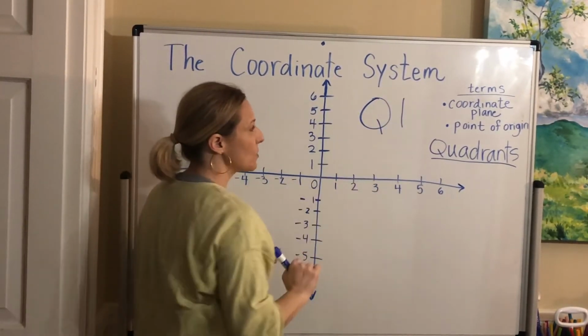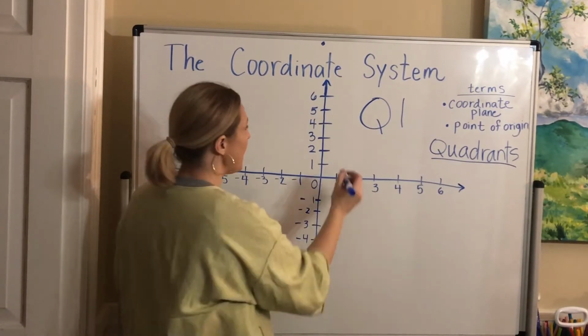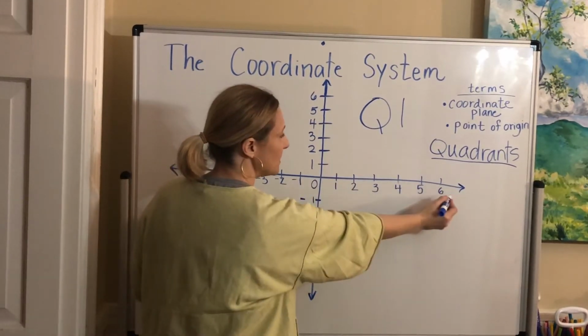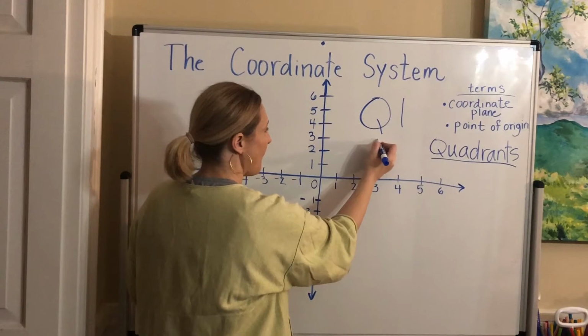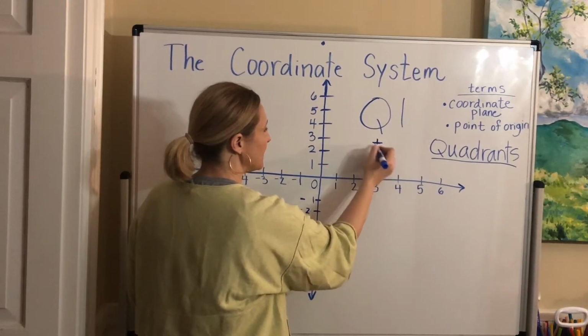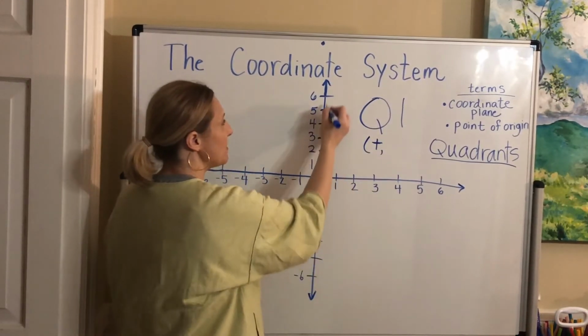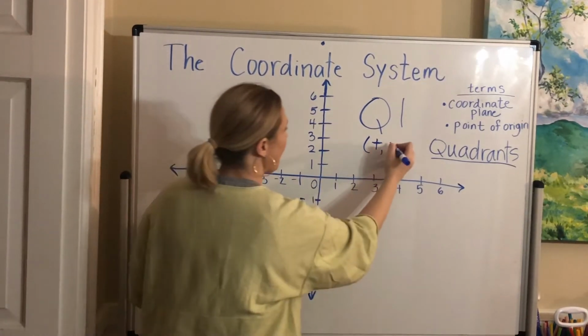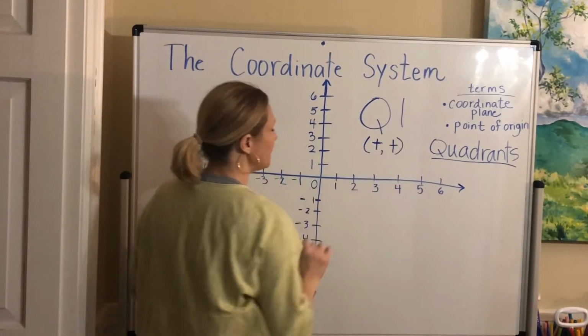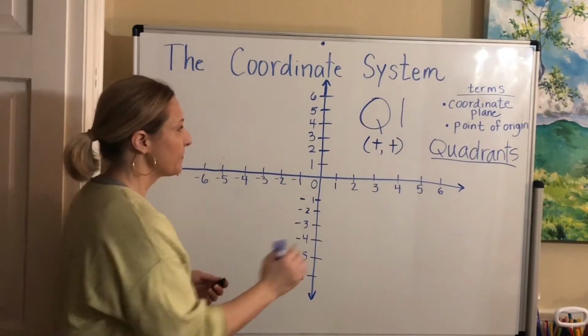Quadrant 1 on the coordinate plane is always made up of positive numbers on the x-axis, so positive, I'll put positive, and positive numbers on the y-axis, okay? So this is positive in quadrant 1, okay?